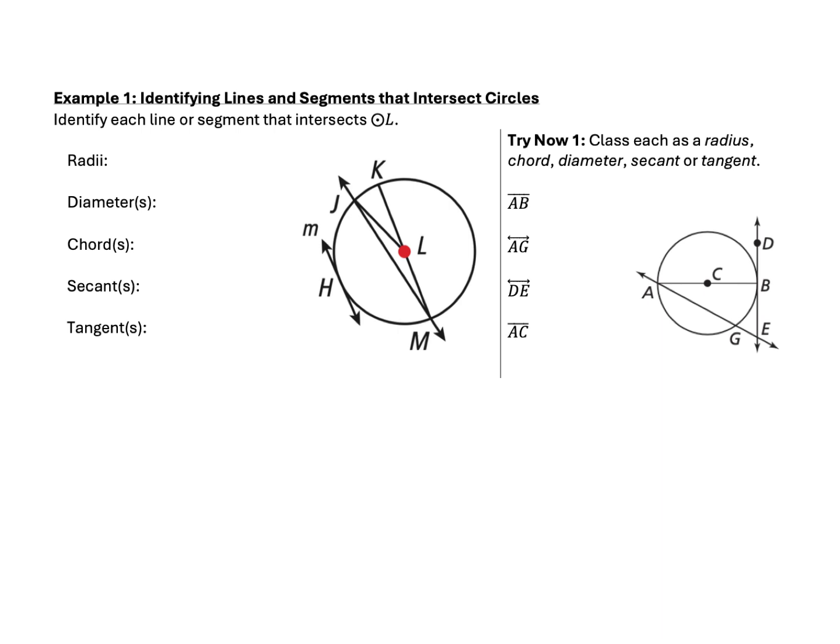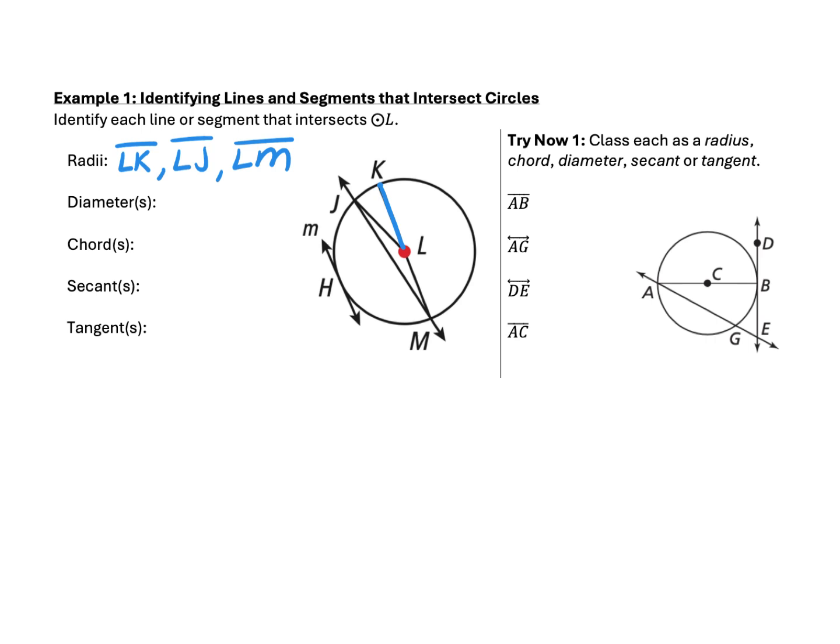In our first example, we're going to practice identifying lines and segments that intersect a circle. Now, the first two words are reviews from previous units. Radii are radiuses of the circle, and if we look carefully here, the radius just needs to go from the center of the circle to a point on the circle. So LK is a radius, it's a segment, as is LJ and LM. So there are 3 radii on our picture.